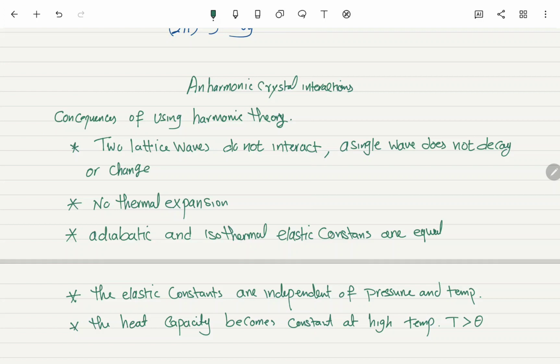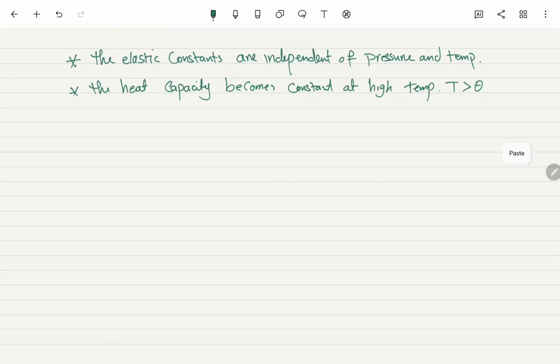As another consequence of using the harmonic theory, there is no thermal expansion, and adiabatic and isothermal elastic constants are equal. The elastic constants are independent of pressure and temperature, and the heat capacity becomes constant at high temperature, T greater than theta. Just to mention that in real crystals, none of these consequences is satisfied exactly, and this can be explained by neglecting the anharmonic terms in the interatomic displacements.